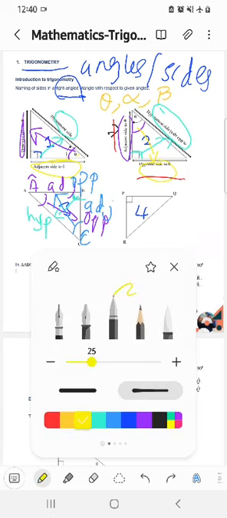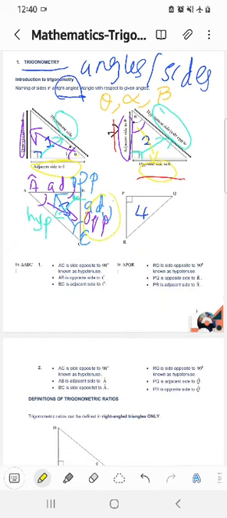Let me get another color. So this side can be both opposite and adjacent, depending on where you are standing, on the reference angle. So this is what we have for the opposite and adjacent.